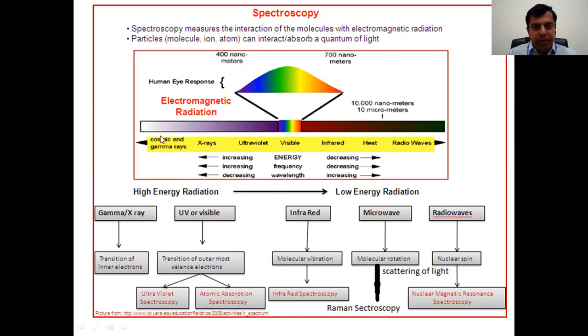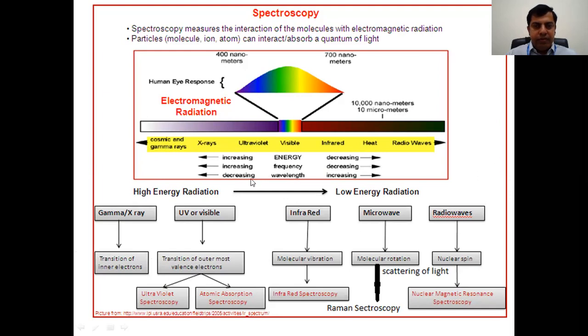This is having more energy and more frequency, or it is having less wavelength, because wavelength is inversely proportional to the energy, and the frequency according to Planck's quantum theory is E equals hν. So let's see what originates with the interaction of electromagnetic radiation with matter. The first one is the X-rays.